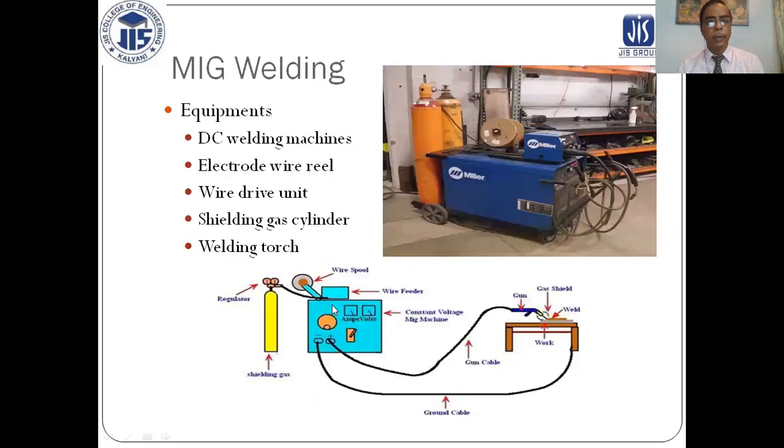MIG welding equipment: DC welding machine, electrode wire reel, wire tubing unit, drive unit, shielding gas cylinder, welding torch. This is the electrode wire reel. This is the circuit of the MIG welding.